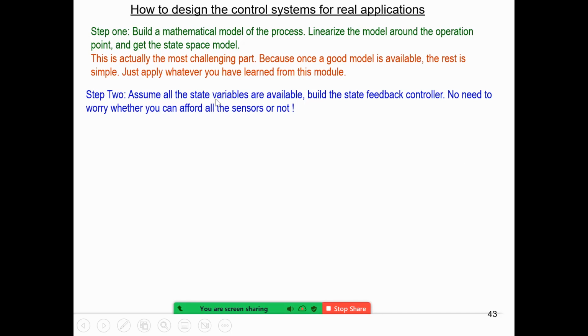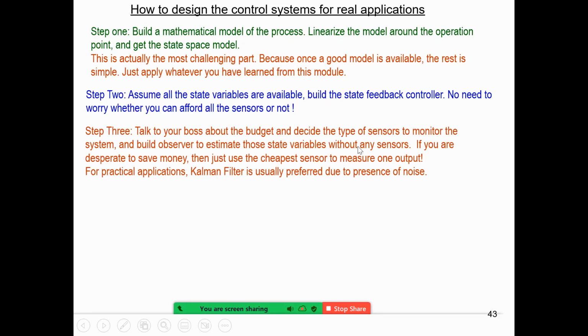Okay, step 2. Once you have the model, you first try to design the controller, right? Assuming that you have all the information about the state variables. So you don't have to worry whether you can measure the state variables or not. You first assume you have the perfect information. Then you try to make it work.